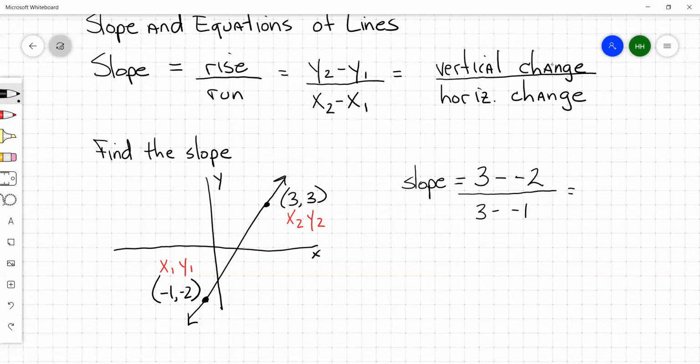And when you're subtracting a negative, what do you do? You just add, don't you? Or you keep change, change. So we get 5 over 4.